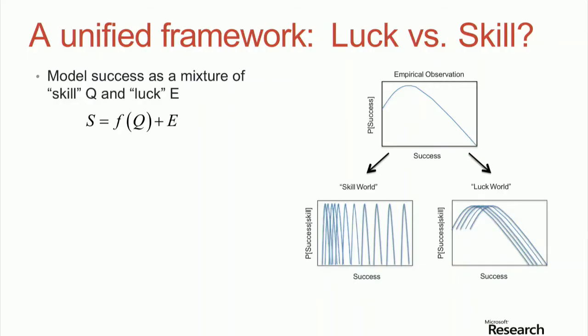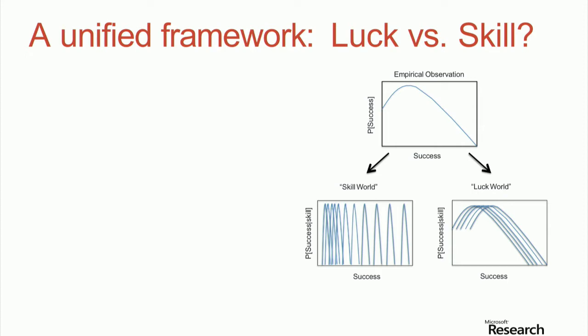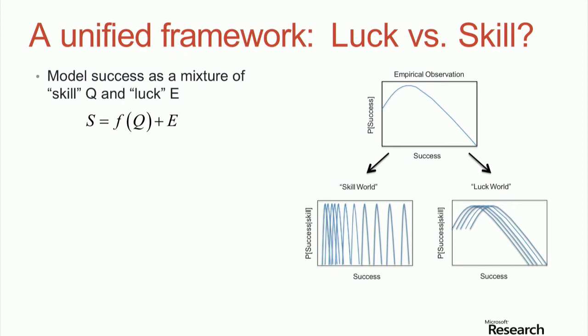So let's imagine that we have this model of the world here where Q is awesomeness, right? Or skill or talent, whatever you want to call it, quality. But let's just call it awesomeness. And F is some mapping between awesomeness and success. That's the deterministic part of the world. And then in addition to that, there's just random noise, which we're going to call luck.